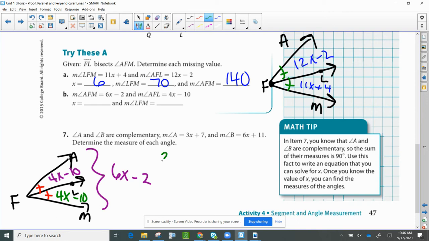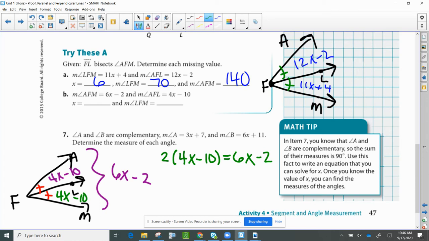Or we can also use a 2 as a multiplier, right? It's 2 times 4x minus 10, and set that equal to our entire angle. So a couple of ways to do it. You could just add these to each other, or you can multiply by 2. It's the same thing. We're combining, knowing that this is a bisector, making these equal, and then using the angle addition postulate to set it equal to the entire big angle.